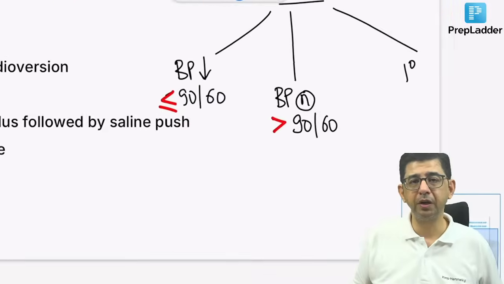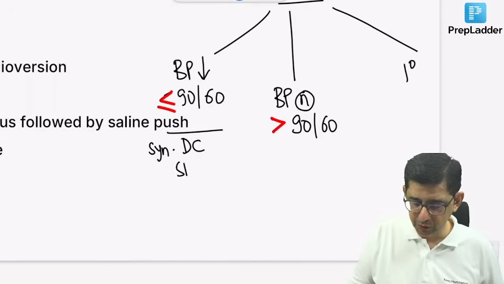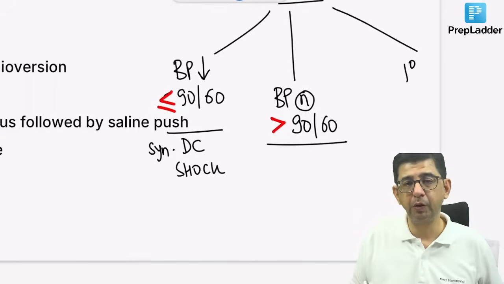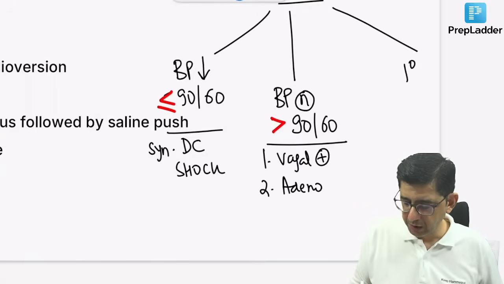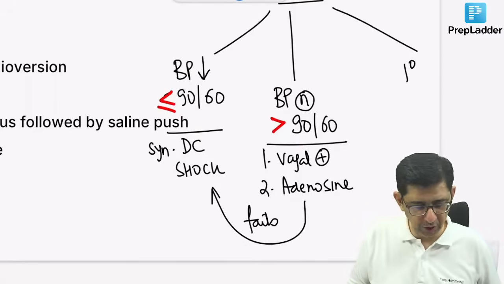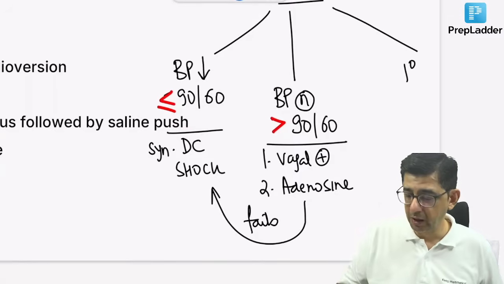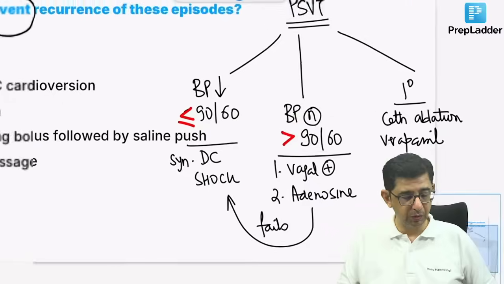For all questions of PSVT, if there is hypotension and the blood pressure of the patient is crashing, then it is straight away a synchronized DC shock for management of this patient. If the patient is hemodynamically stable, we first go for vagal stimulation, after which we go for adenosine, that is chemical cardioversion. If adenosine fails, then we go for electrical cardioversion, and the saline push is valid. But for prevention, catheter ablation is best. Otherwise, we can use verapamil on a regular basis to take care of this issue.